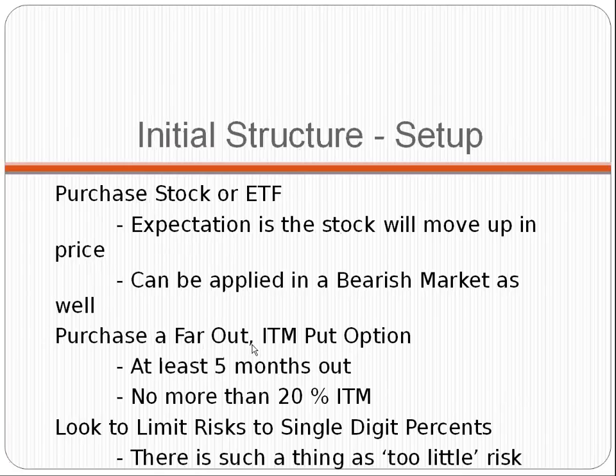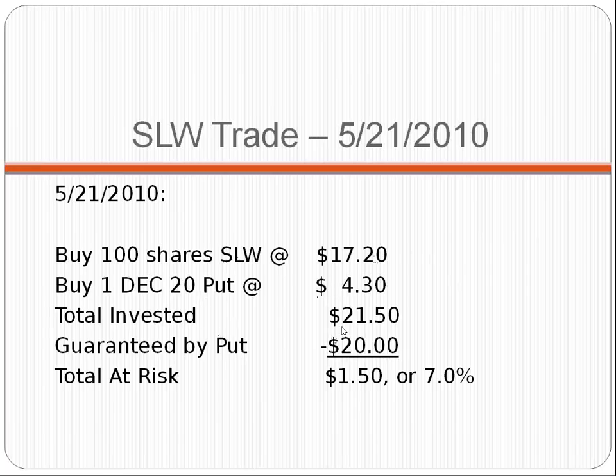I've talked about this. We're going to purchase that far out put option, 5 months out. We're going to keep it no more than 20% of the money. And this is a general setup, and we're going to get back to this. This was the old trade I promised in Silver Wheaton that we were going to look at, but we're going to go through the 3 core principles and then come back to this.